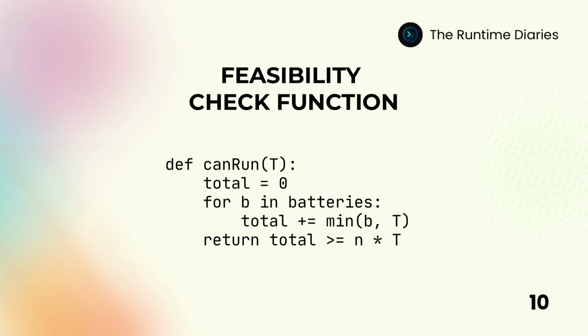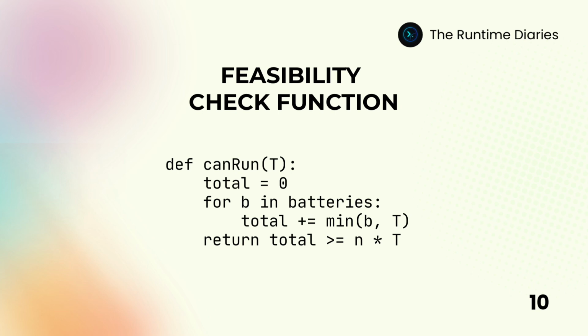And here's the feasibility check in code form. We define a function called canRun that takes t as input. We initialize total to 0. For each battery in the batteries list, we add the minimum of battery and t to total. Then we return true if total is at least n times t and false otherwise.